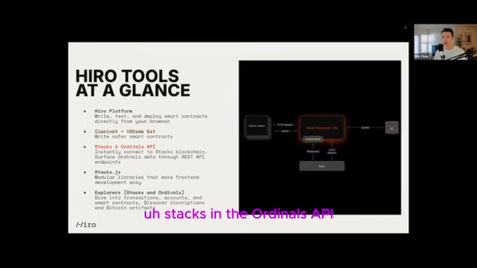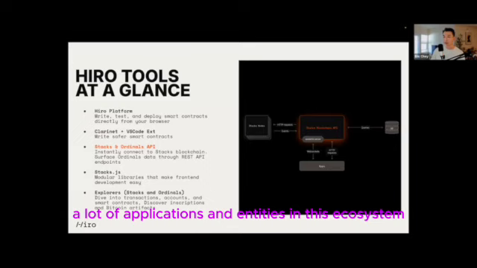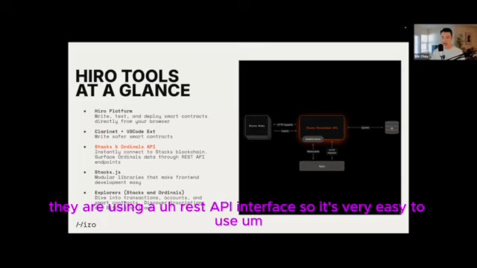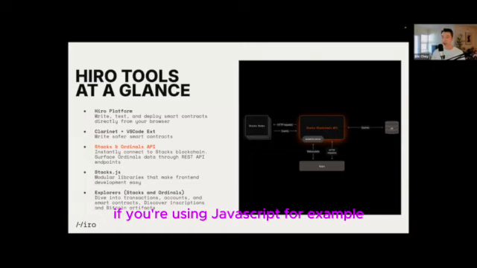Stacks and the Ordinals API. Yep. So these are our API endpoints that we host and that we serve that power a lot of applications and entities in this ecosystem. So that ranges from wallets, exchanges, DeFi applications, coin aggregators, and whatnot. They are using a REST API interface, so it's very easy to use. If you're using JavaScript, for example, the Ordinals API, it's the same thing too.